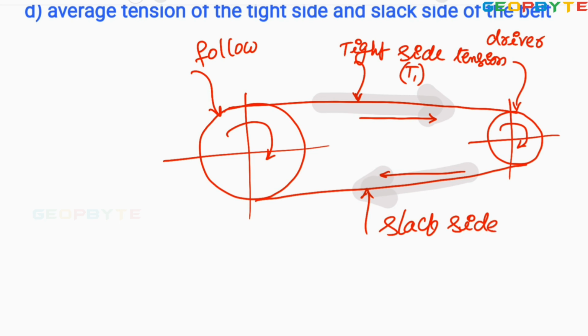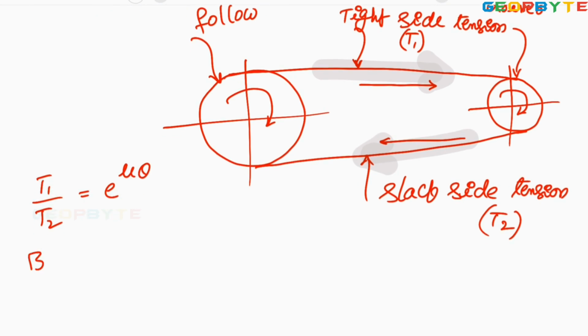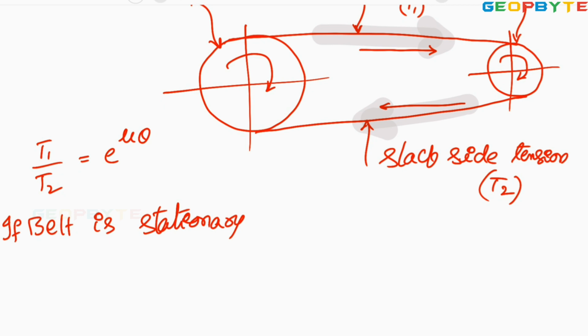The slack side tension is T2. Remember that T1 by T2, this is the relation between T1 and T2. T1 by T2 equal to e power mu theta. When the belt is stationary, stationary means the pulleys are not rotating.